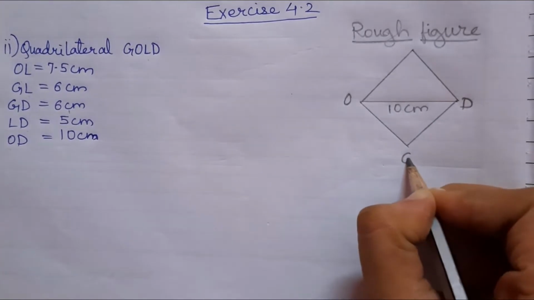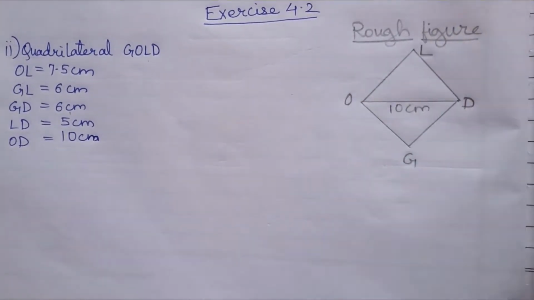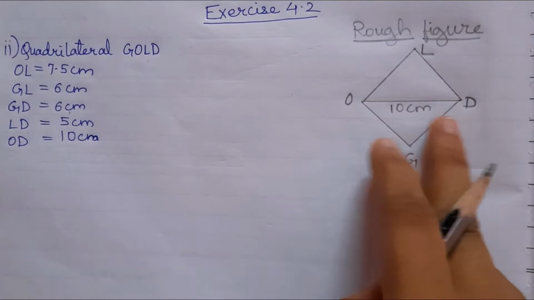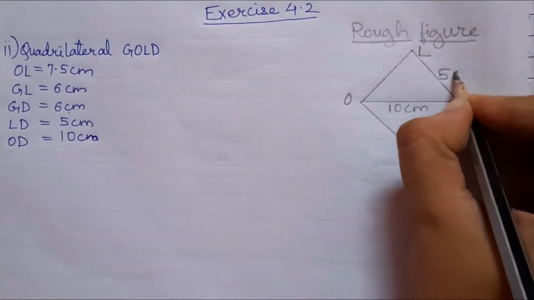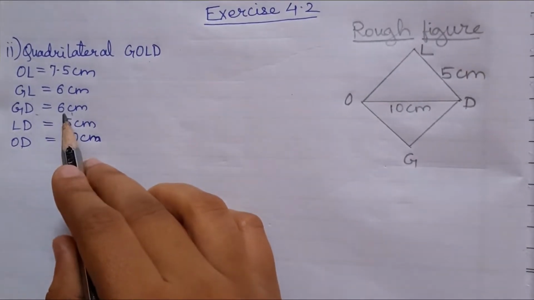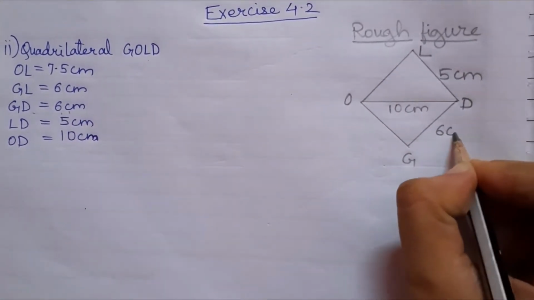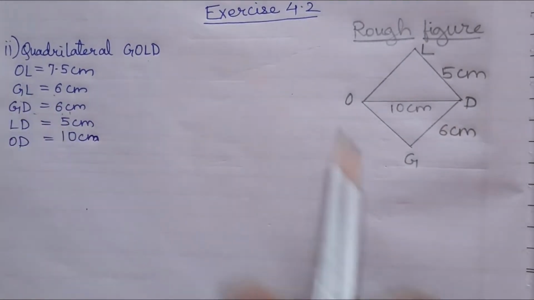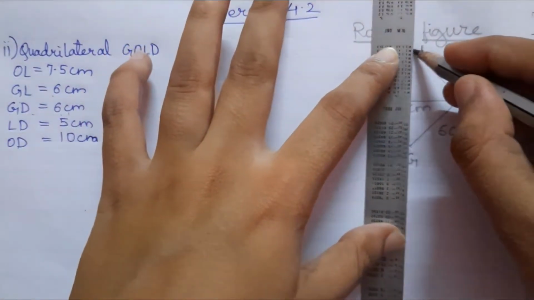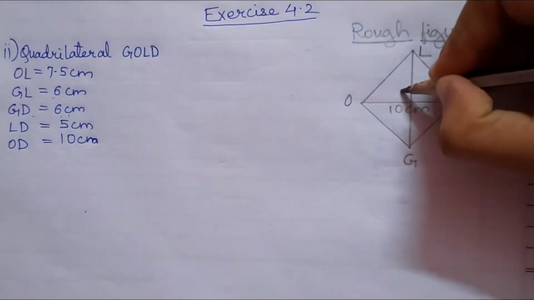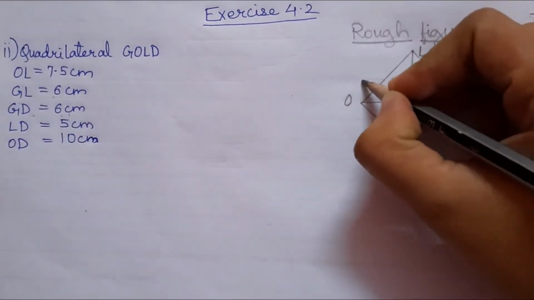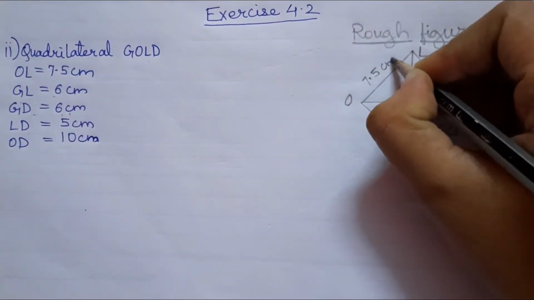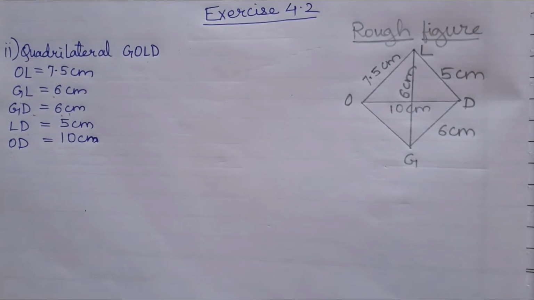and then we will name this quadrilateral GOLD. So OD is 10 centimeter, then LD is 5 centimeter. This is LD 5 centimeter. GD is 6 centimeter. GL is 6 centimeter. GL is the another diagonal. This is 6 centimeter long. Then last OL is 7.5 centimeter. Okay, so we have these measurements with us. So using this, we will start with our construction.